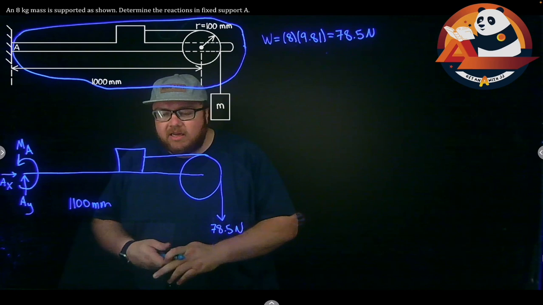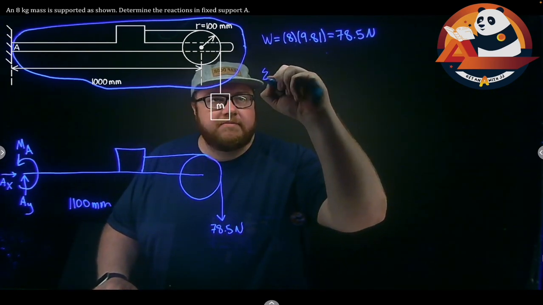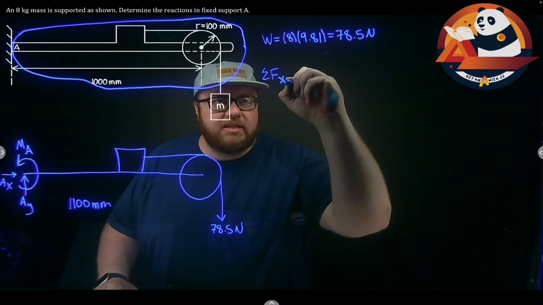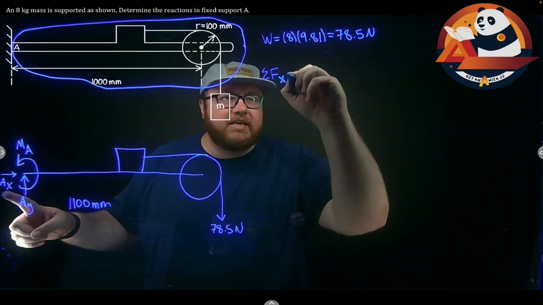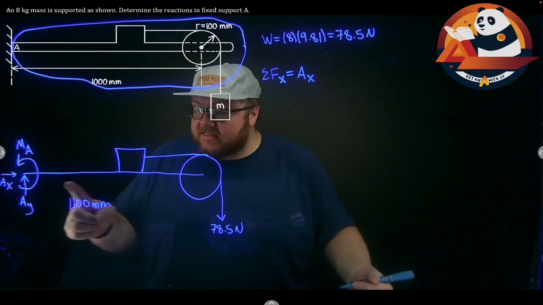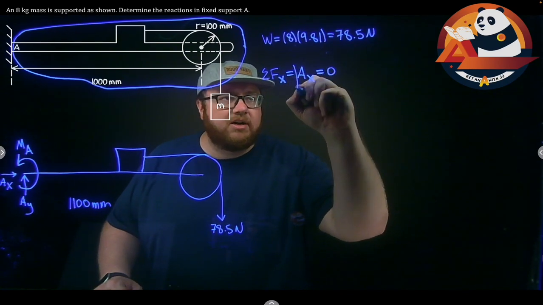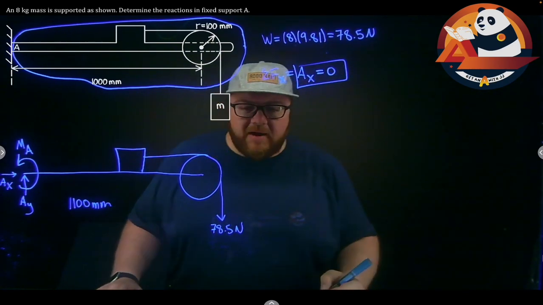Let's come in and apply equilibrium. If I sum my forces up in the X direction, summing my forces in the X, I have AX, and that's it for us. Nothing else goes in the X direction. This equals 0. That's one of my answers.